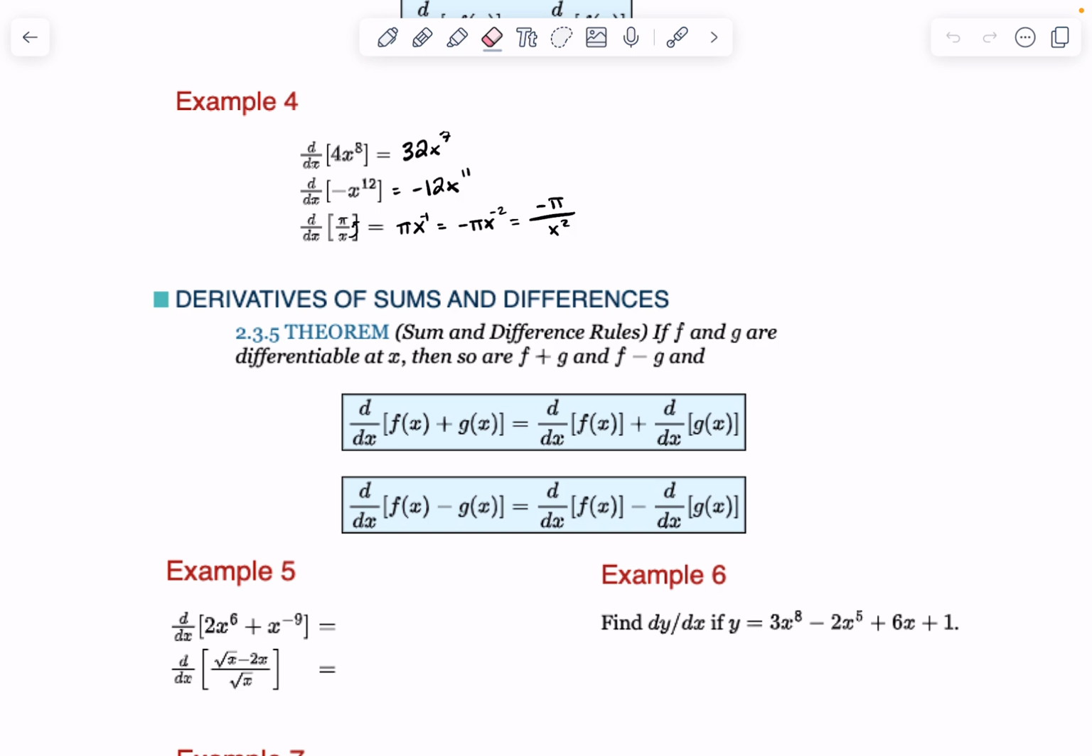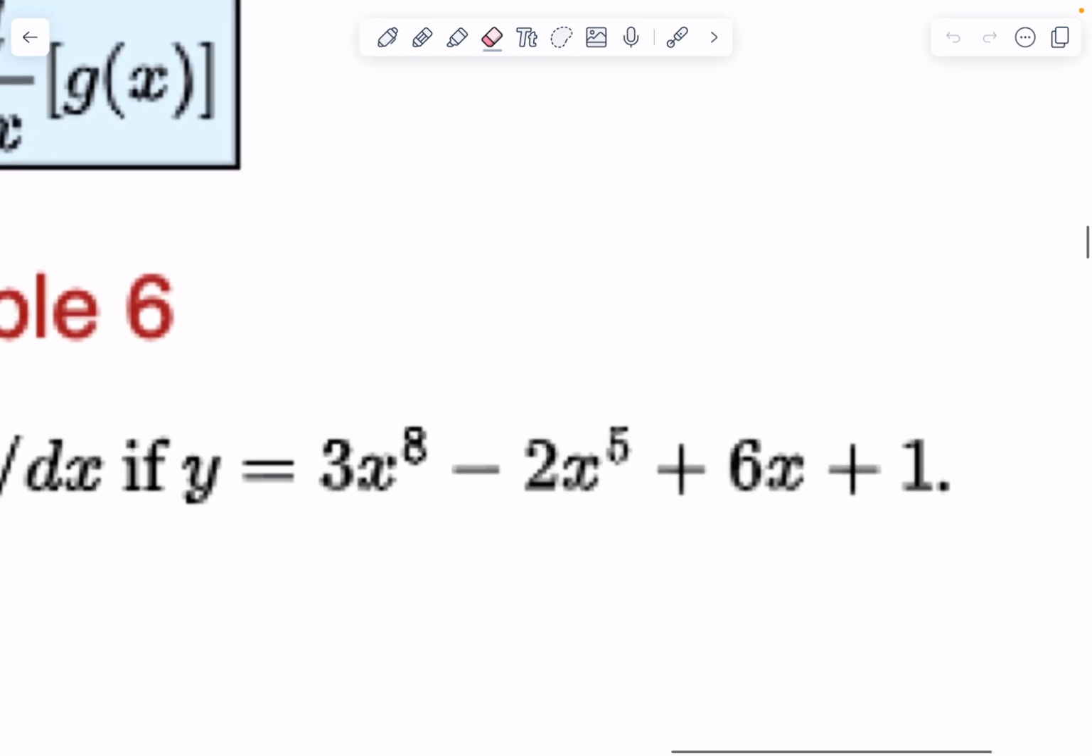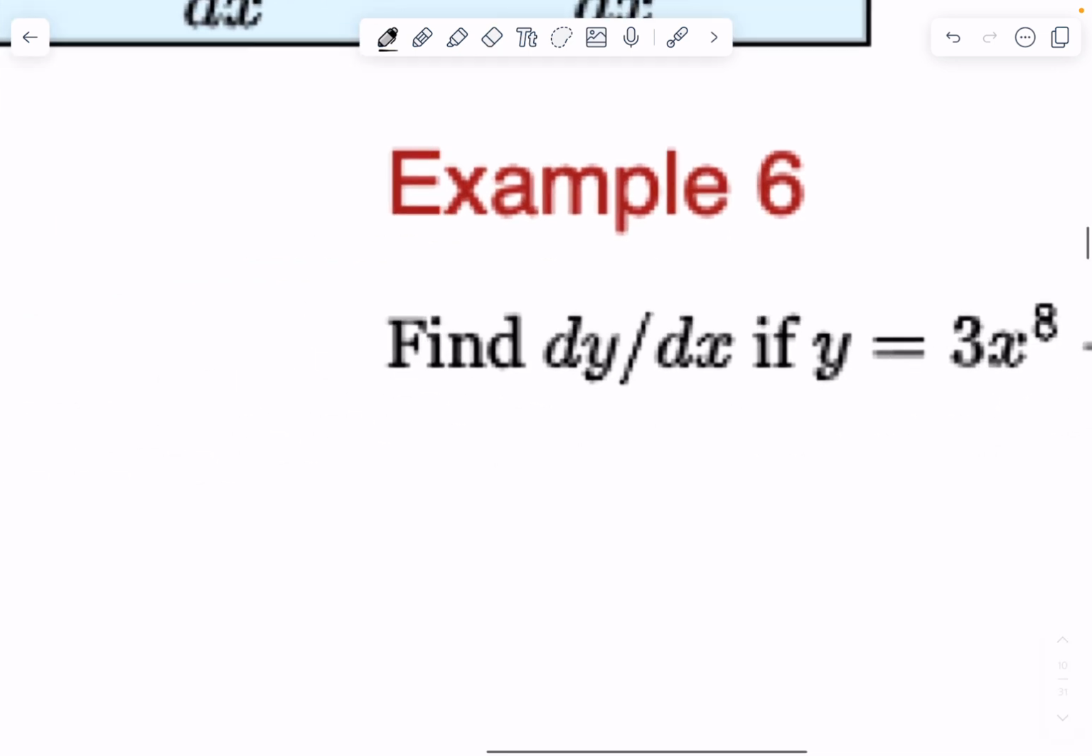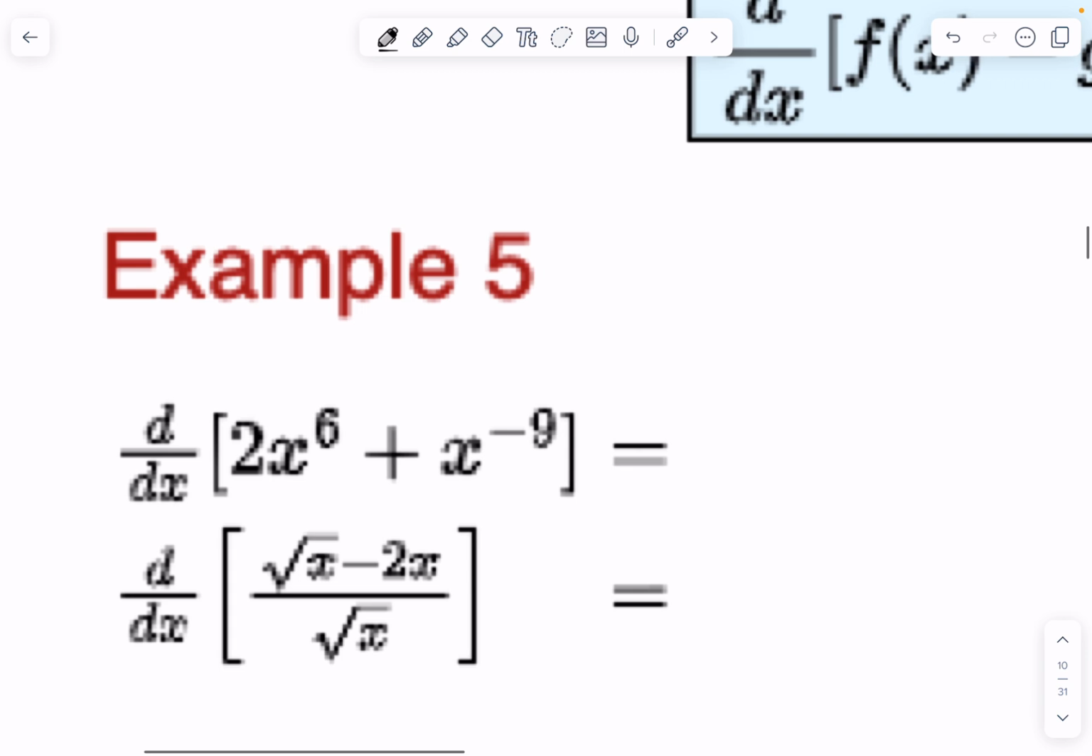And now they're going to start to do longer equations. Okay, not anything too crazy. All you're going to do is do each piece individually. But now it's just shoved all together in one polynomial, but the same rules apply. Let's start with example 5.